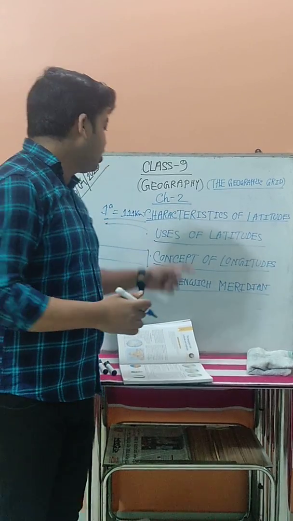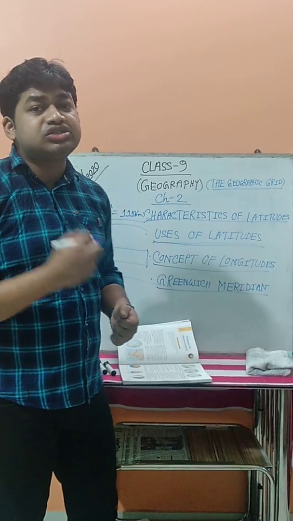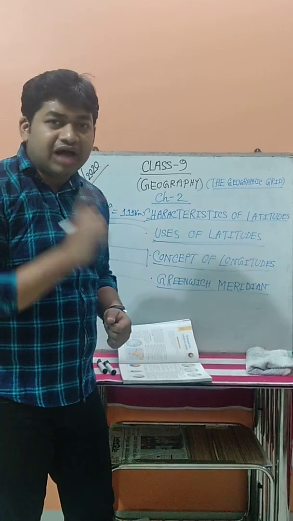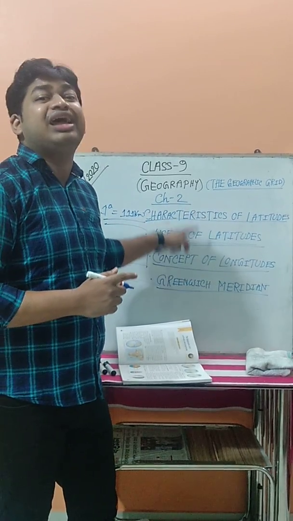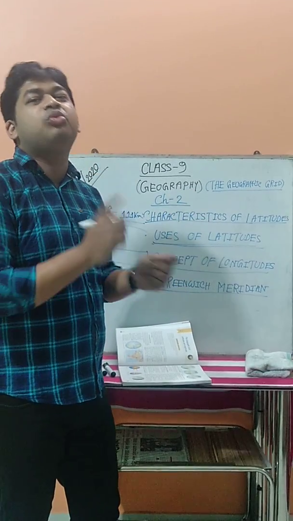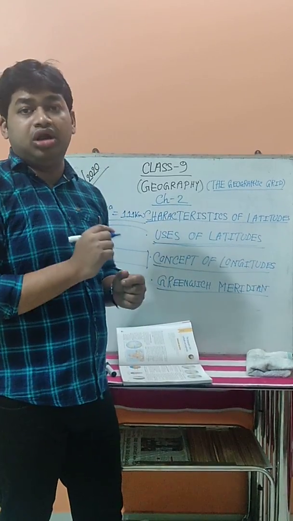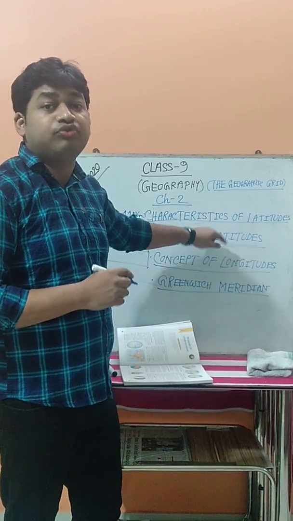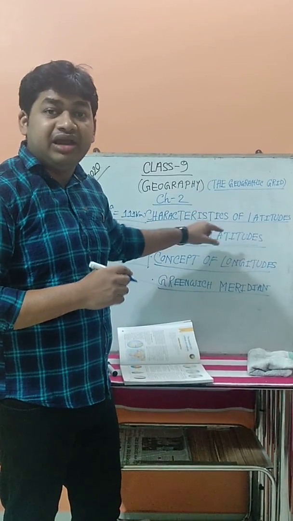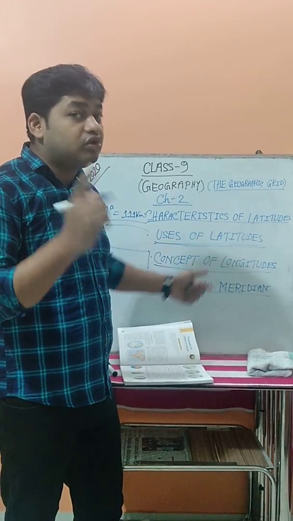Now the next is the uses of latitudes. What are the uses of these latitudinal lines? The first use is that latitudinal lines are used to locate any place all over the world. From the latitudinal and longitudinal extent, it is easy to find the location of any place in the world. That is why the latitudinal lines are very important.